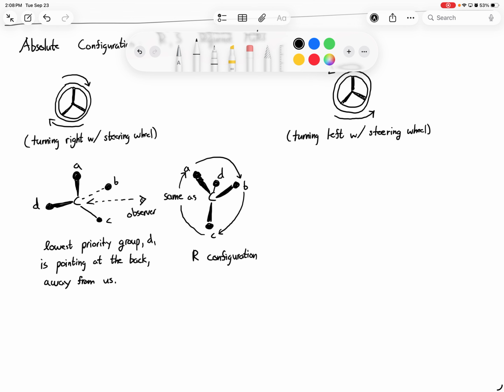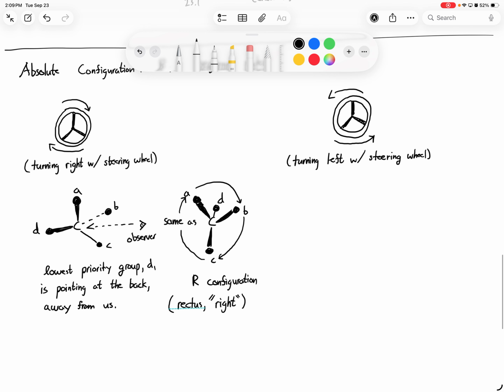So it's R because in Latin, rectus means right. Okay? So it has a specific name here. Rectus is not based on any English names. It has the rectus for right isomer, right-hand isomer. Now, if we think about the other isomer, here's something else that is true for enantiomers.